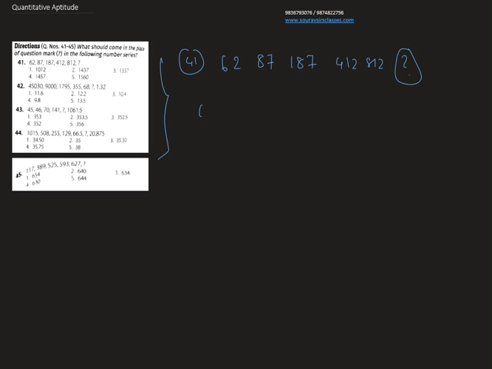If we add 25 with 62, we get 87. If we add 100 with 87, we get 187. If we add 225 with 187, we get 412. And if we add 400 with 412, we get 812.